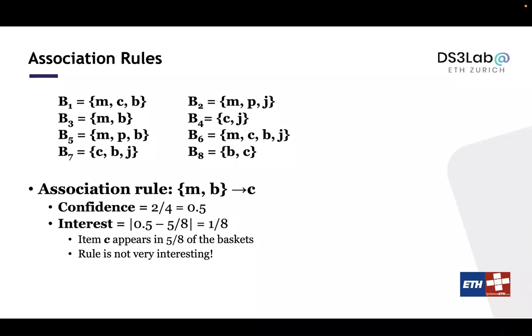So in many cases, this rule might not be a very interesting one, because even though the confidence is pretty high, and predicting customer behavior with probability 0.5 is fascinating, the interest is actually not that high. The left-hand side doesn't matter too much in boosting or decreasing the confidence of the rule. So now we know how to do these three things.